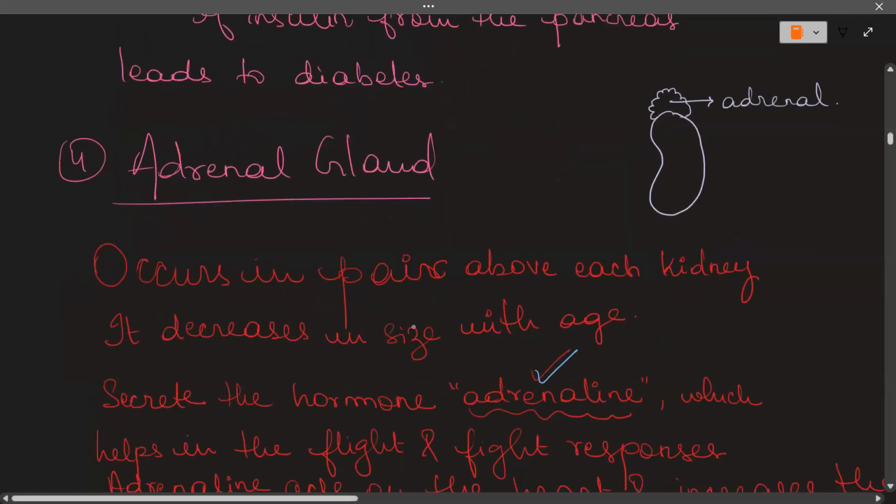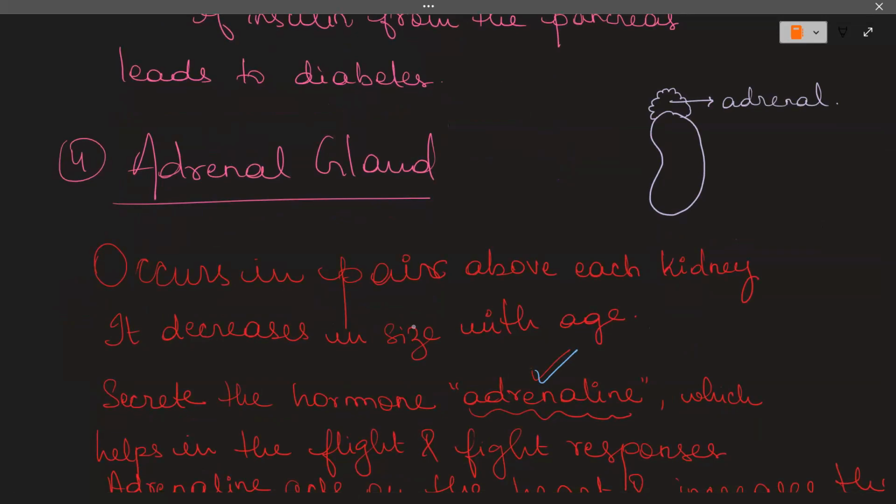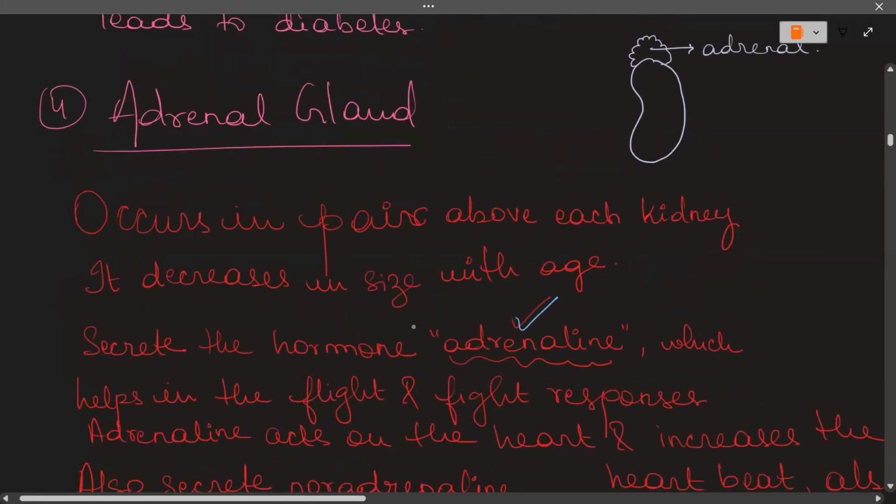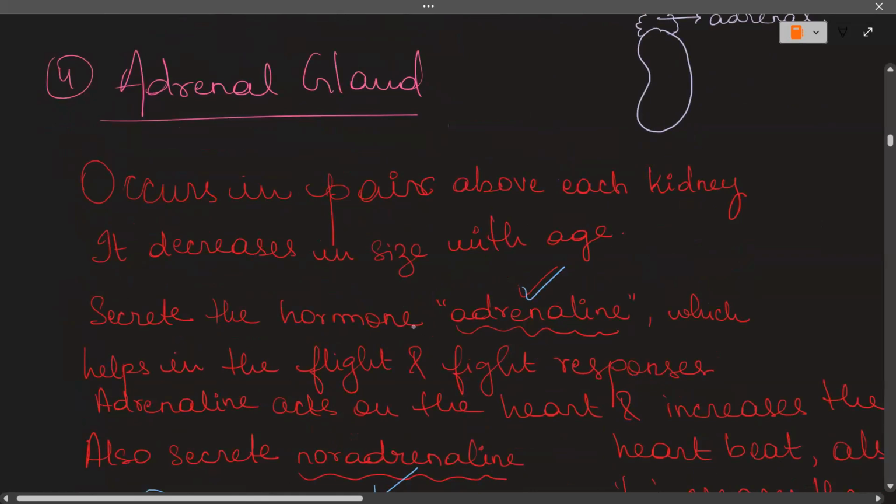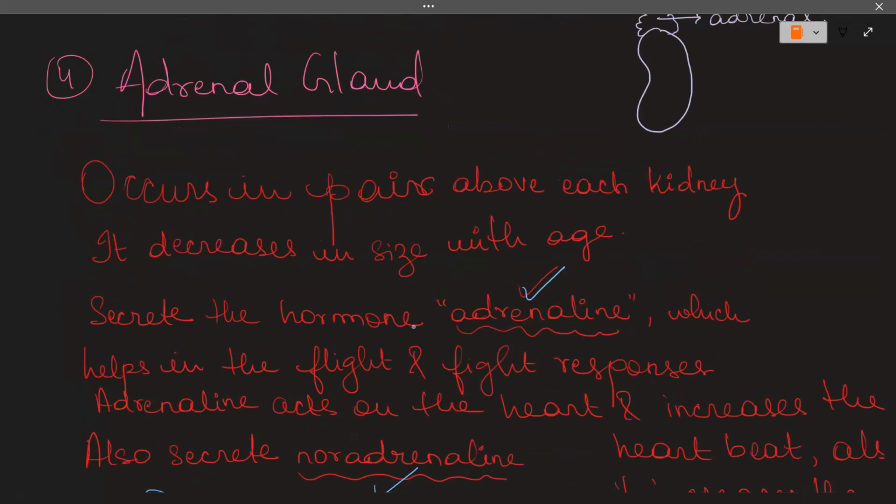Adrenal glands occur in pair and are present above each kidney. A great thing to know about the adrenal gland is that it decreases in size with age. Slowly, as the human being progresses towards older age, the adrenal gland decreases in size. The adrenal gland is responsible for the production and secretion of the hormone known as adrenaline. This hormone is our partner in crime.